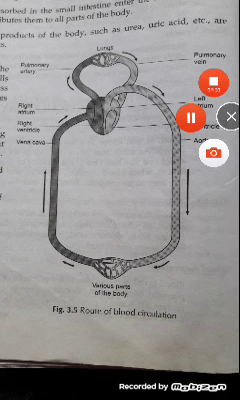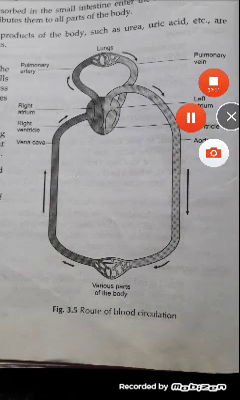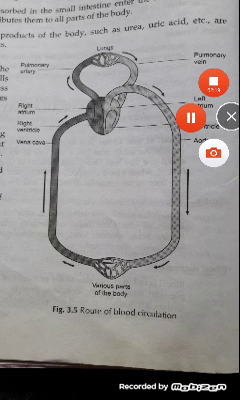Third point, transport of waste products. Waste products of the body such as urea, uric acid, etc. are carried by blood to the excretory organs.